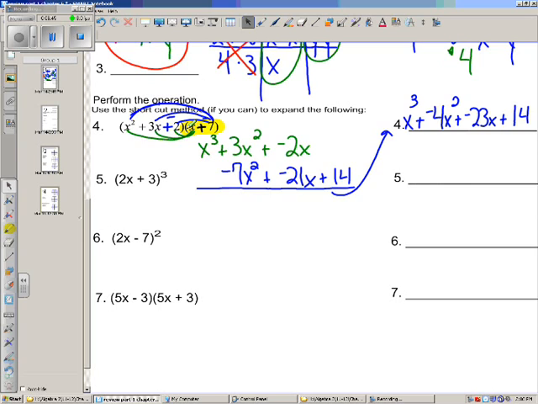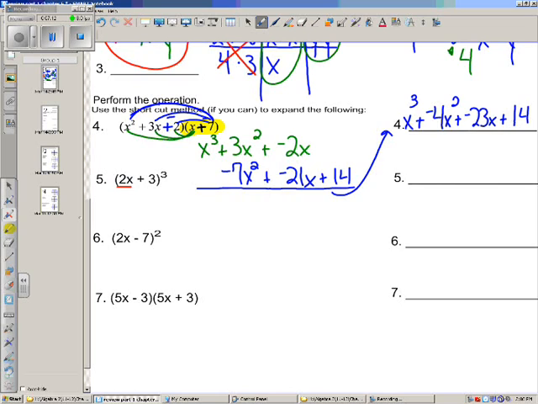Number 5 is one that if you want to do this the long way, what it really means is you should take 2x plus 3 times 2x plus 3, multiply those two together, and then take that times another 2x plus 3. I don't want to do all of that. So what I'm going to do is remember that I have a shortcut that will be provided to me on the test and use that. And the shortcut says I should cube the 2x.